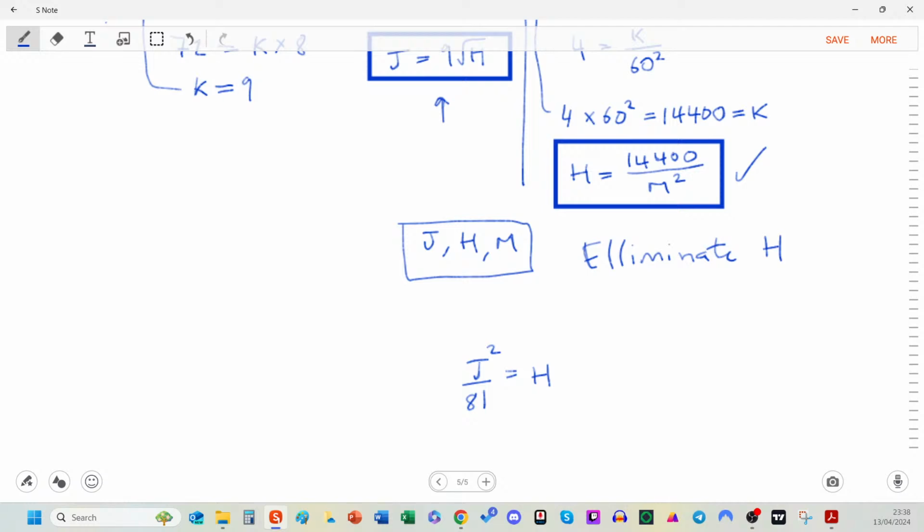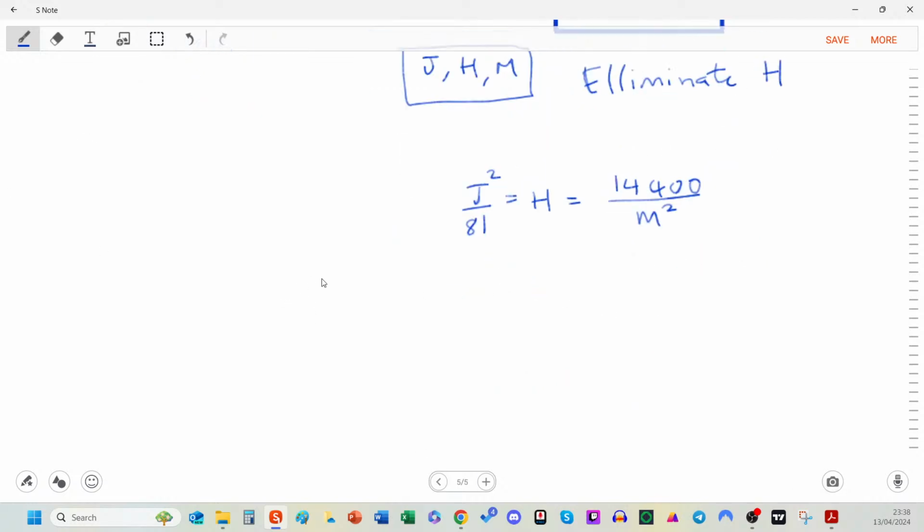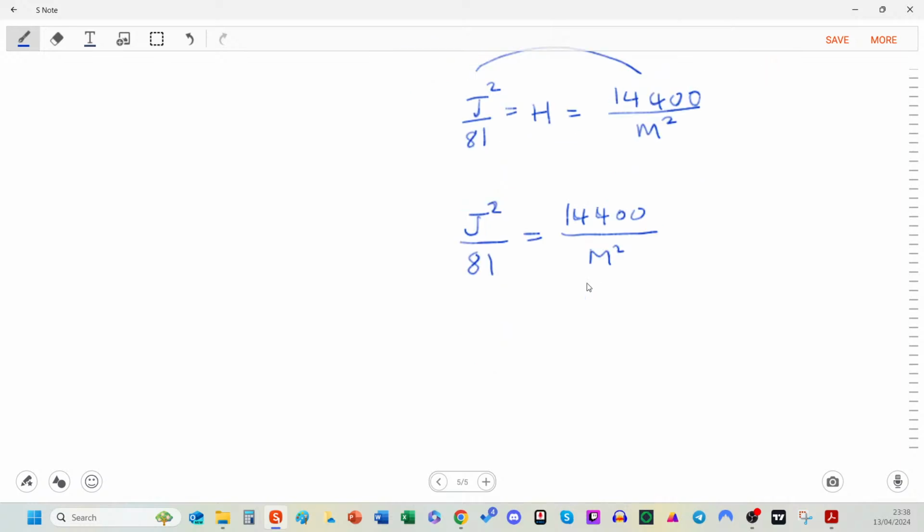We're here now with h equals j squared over 81. We also know that h is equal to 14,400 over m squared. Now we can bypass h. Essentially, with a bit more space, they're all equal, so we could just pick these 2 to put equal, and hey presto, no more h. This actually becomes a lot easier when you don't have to fully explain what's happened. It's actually quite a quick method, so don't worry about that taking forever.